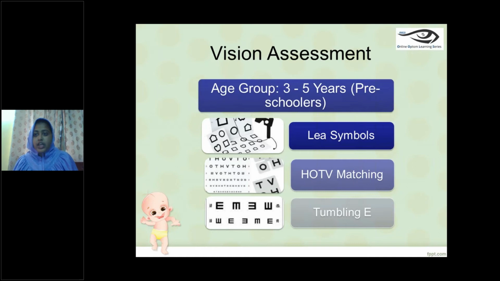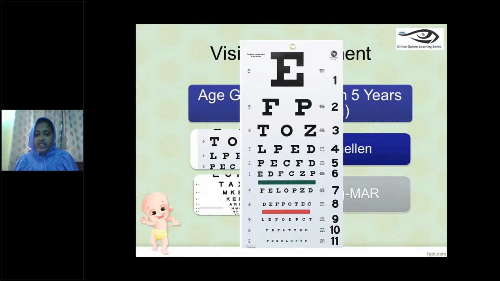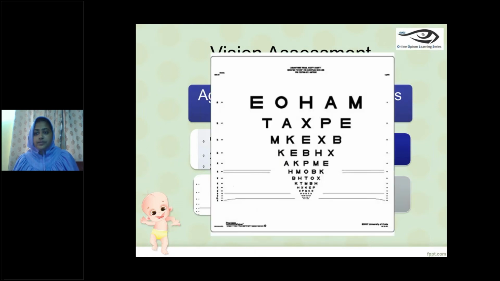Moving on next to the school-going group. These children are old enough that we can rely on what they are saying and their responses. So we can just check their vision with the normal Snellen chart and the logMAR chart.